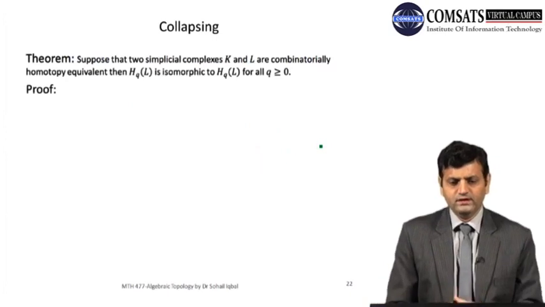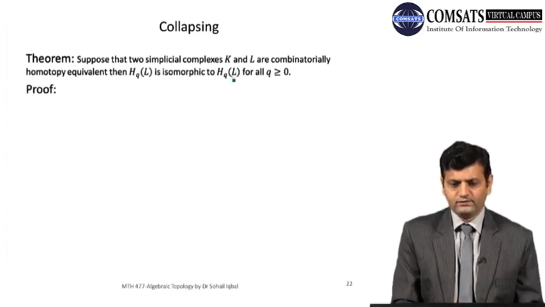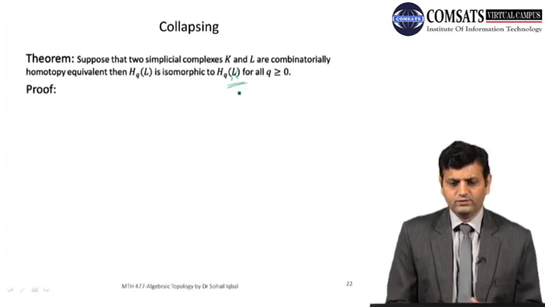Now we have this result that if we have two simplicial complexes K and L which are combinatorially homotopy equivalent, then HQ of L is isomorphic to HQ of K. So here should be K over here. The proof of this is provided in the lecture notes, and it is relatively simple.